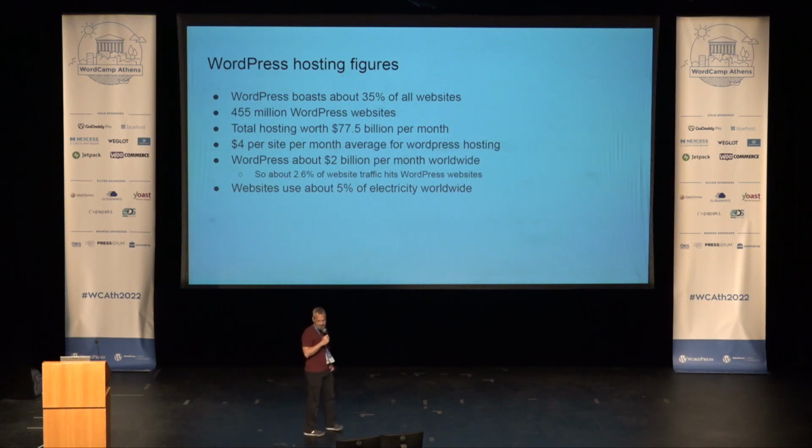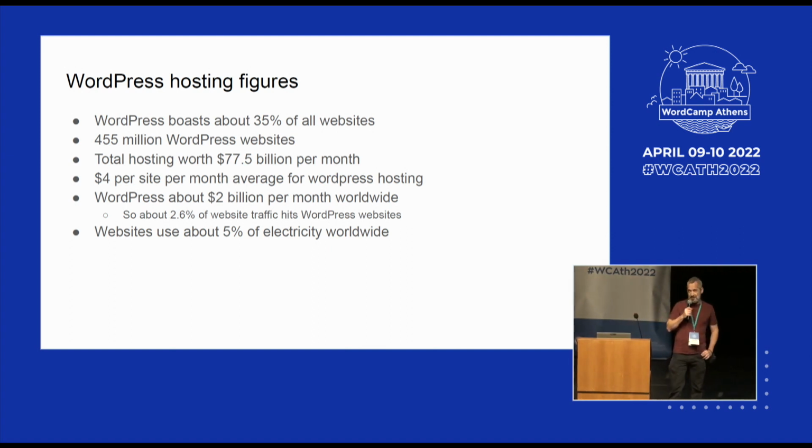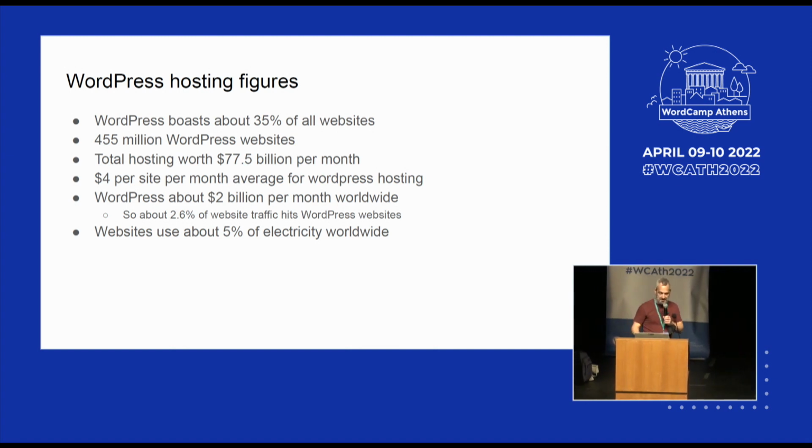The total hosting space, not just WordPress, all of hosting is about 77 billion per month. And then it's about $4 on average, very cheap, that people are paying for WordPress hosting. So you can work out from that there's about 2 billion getting spent per month on WordPress hosting. And if you use that figure to calculate the traffic level, then it looks like about 2.5% of traffic is hitting WordPress websites. And websites use about 5% of electricity worldwide, so it's not an insignificant amount of energy that's getting used.